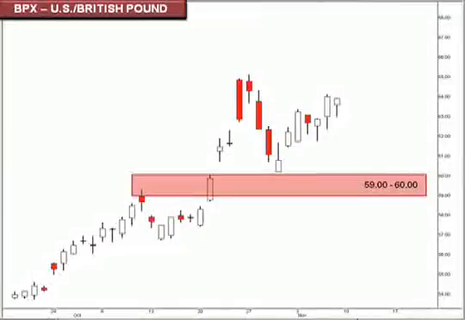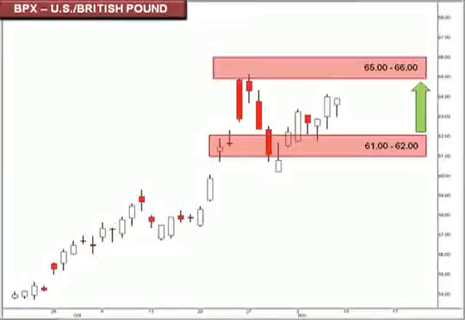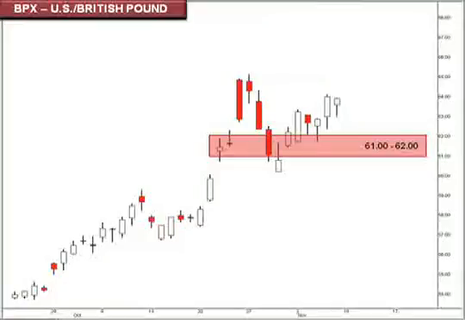Well, we saw a one-day test of our 59 to 60 focal zone in the BPX, the U.S. versus the British pound, and with a strong bounce, we watched our pair value break back above the 61 to 62 resistance level. Our outlook at that point was a possible retest of this 65 to 66 area, which is still a realistic objective. We have to recognize that if the upside momentum stalls at this point, then our 61 to 62 box remains a key target for support.